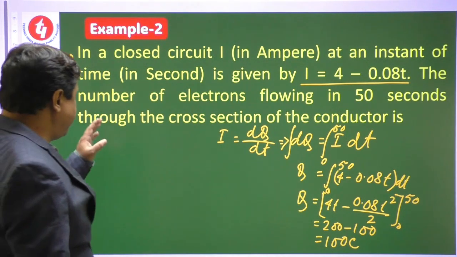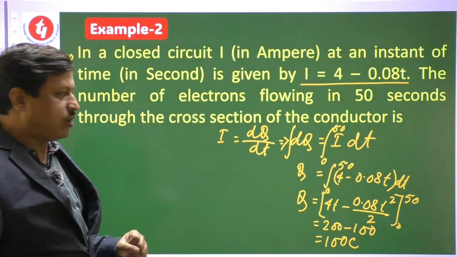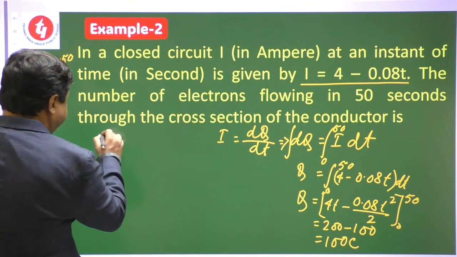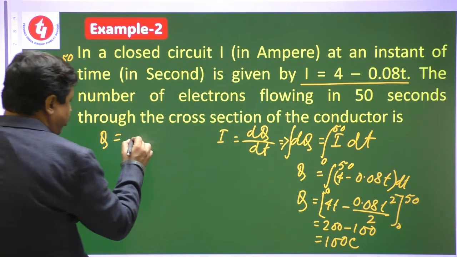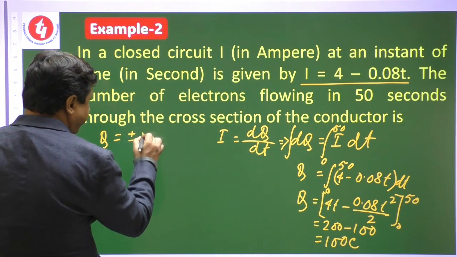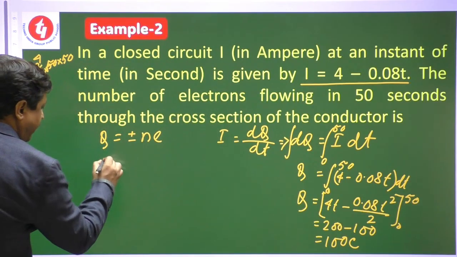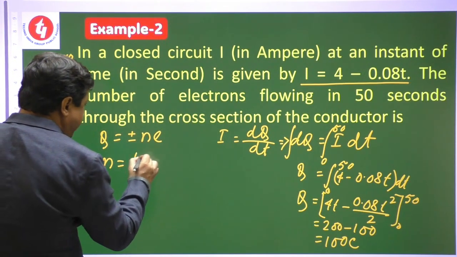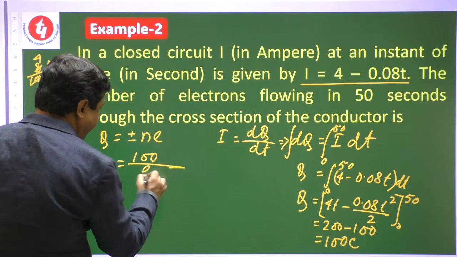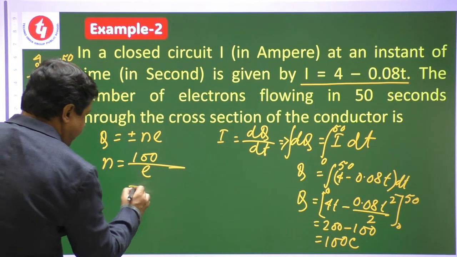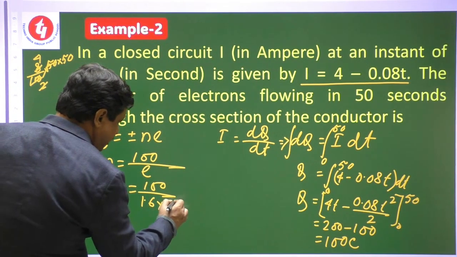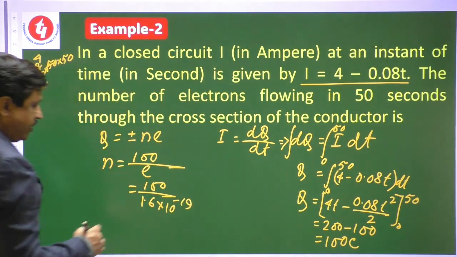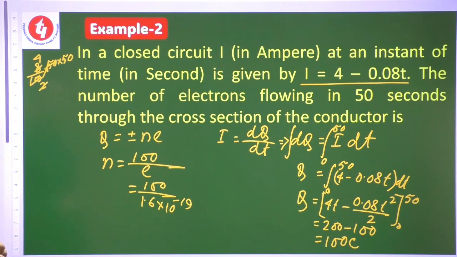You have to find the number of electrons flow through the conductor, and you know that in the previous chapter we already discussed that Q is plus minus Ne. So the number of electrons flow through the conductor is basically 100 divided by e, that is 100 divided by 1.6 into 10 to the power minus 19, right? That is the number of electrons flow through the conductor.